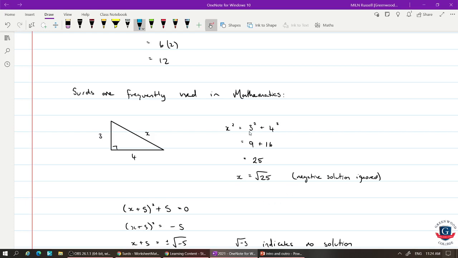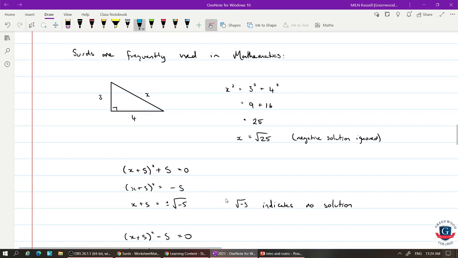So x squared equals 3 squared plus 4 squared, Pythagoras' theorem. The square of the hypotenuse is equal to the sum of the squares of the other two sides. That gives us 9 plus 16, so x squared equals 25. Take the square root of both sides, x equals plus or minus root 25, ignoring the negative solution. So the answer will in fact be 5.